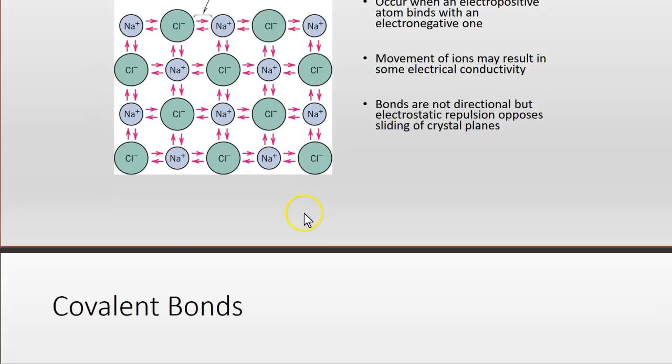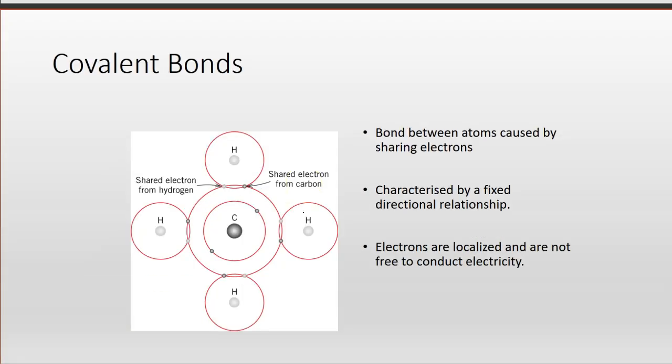Covalent bonds are formed by sharing electrons to form a stable relationship. Such bonds have a fixed directional relationship, and this can result in a stiffness in the material. The electrons are fully localized and not free to conduct electricity.